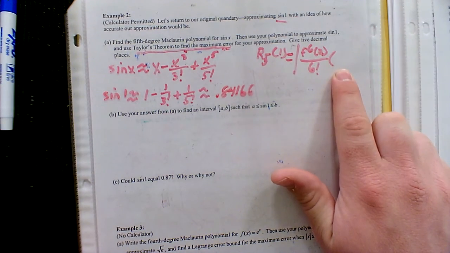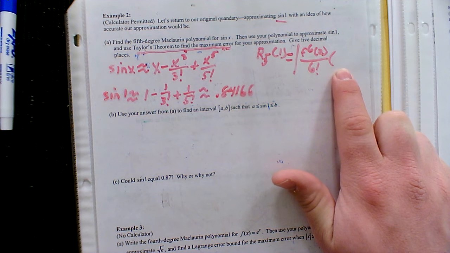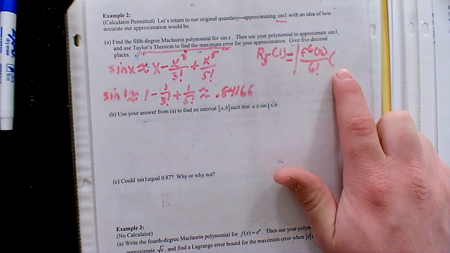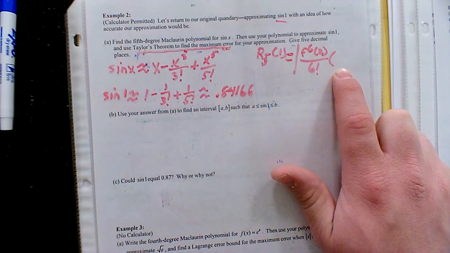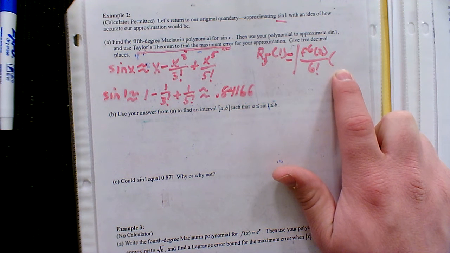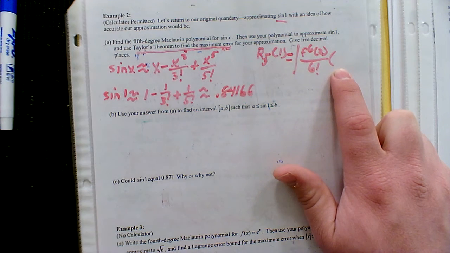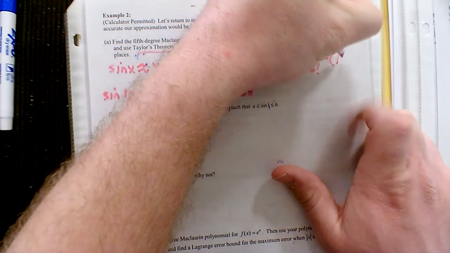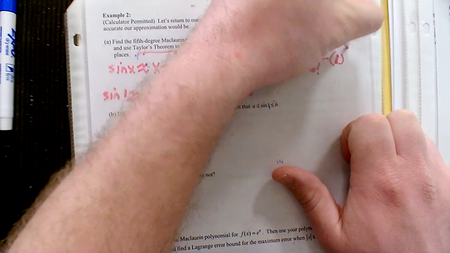Again, this is x minus c. What is the x value I'm trying to approximate? 1. So I'm going to have 1 minus the center. The center is what? Maclaurin would help you out. What's the center? 0. So it's 1 minus 0, so I'm just going to put 1 to the 6th power.